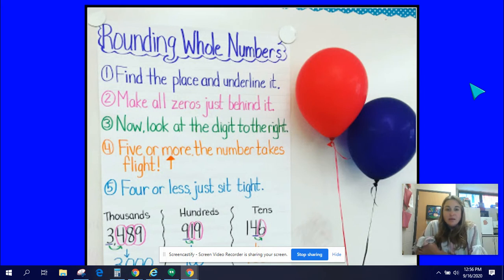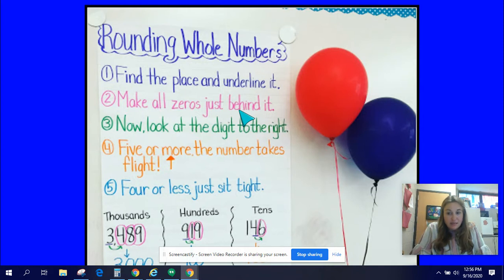Hey everybody, so yesterday we used this anchor chart to help us start with our rounding whole numbers lesson. We talked about find the place and underline it. So whether you're rounding to the nearest tens, hundreds, thousands, 10,000s, 100,000s, and so on, you're going to find the place that you're rounding to. So if it says round to the nearest tens, you're going to underline the tens place. Then it says make all the zeros just behind it.